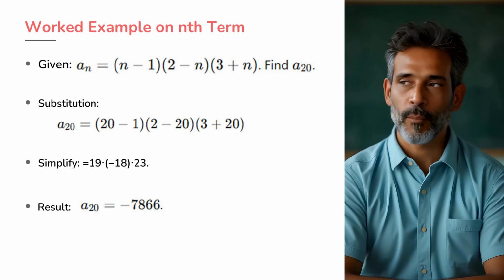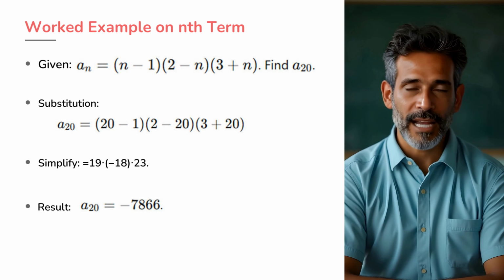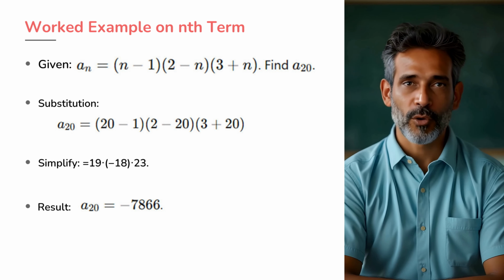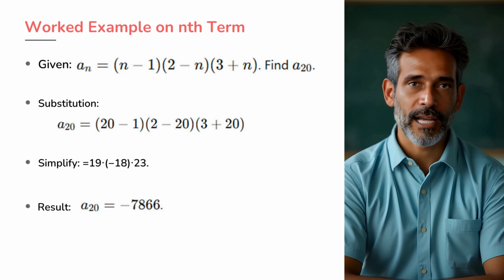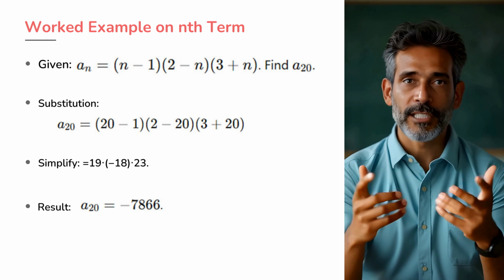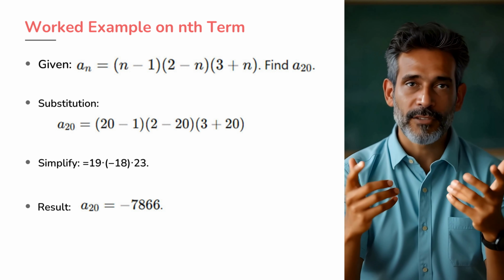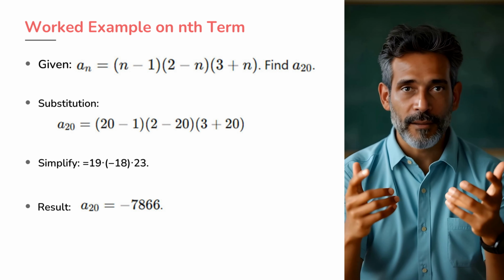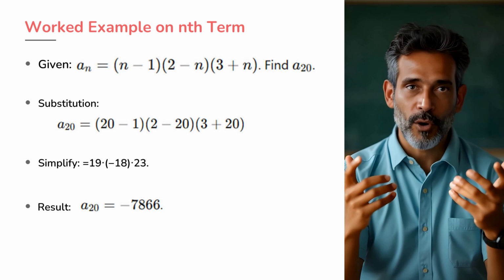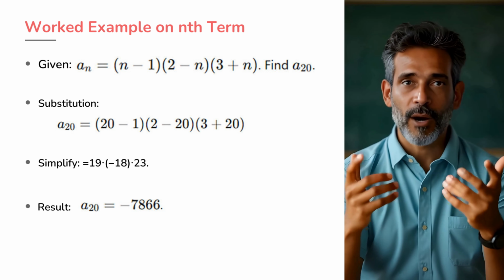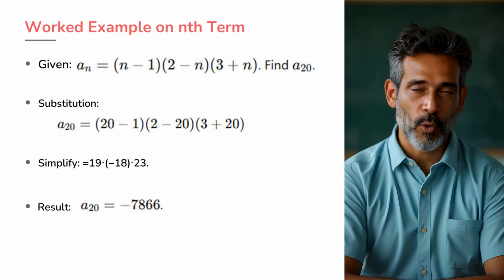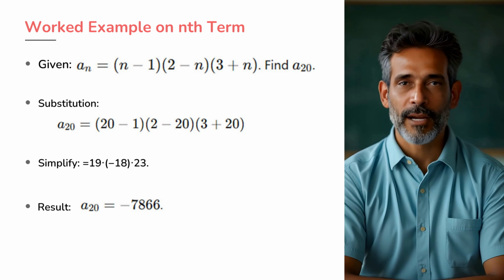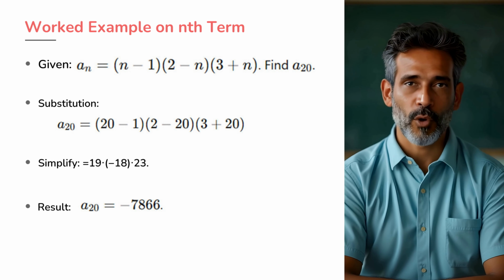Step 3. Multiply. 19 times 18 equals 342. Multiply by 23 gives 7,866. Apply the negative sign. Result is minus 7,866. So, the 20th term of the sequence is negative 7,866. Notice the negative result. It comes from that negative factor in the formula.